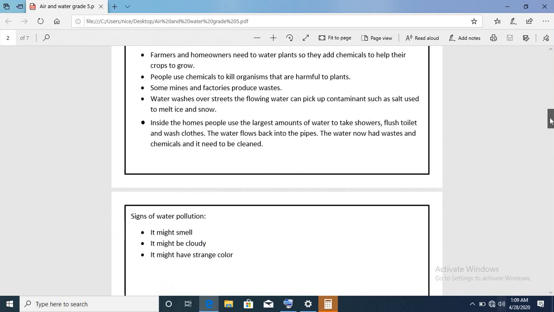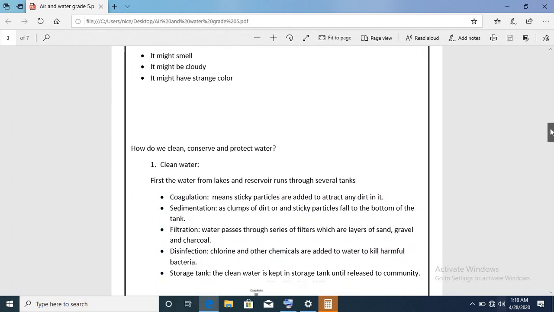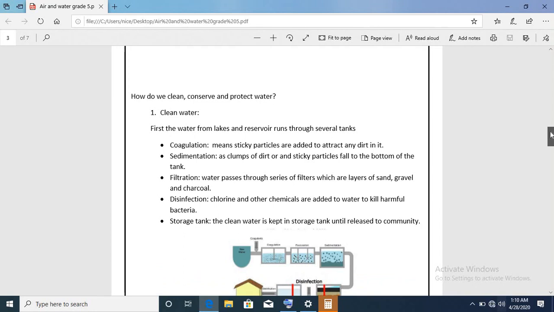The third one, how do we know that water is polluted? You know that water doesn't smell and doesn't have a color. So, signs of water pollution: it might have a very bad smell, it might be cloudy, meaning it's not clear, and it might have a strange color. So we have 3 important signs of water pollution: it might smell, it might be cloudy, it might have a strange color. The last thing we need to know is how to clean, conserve, and protect water.